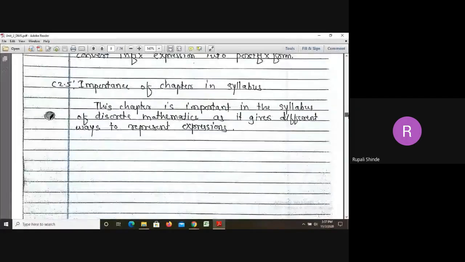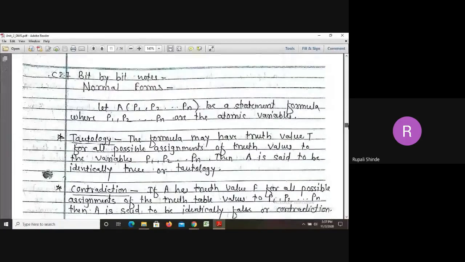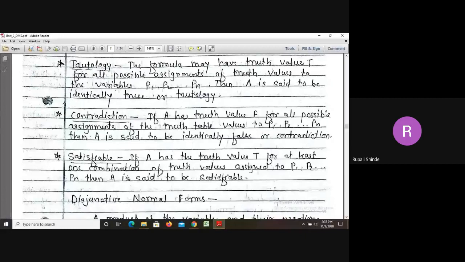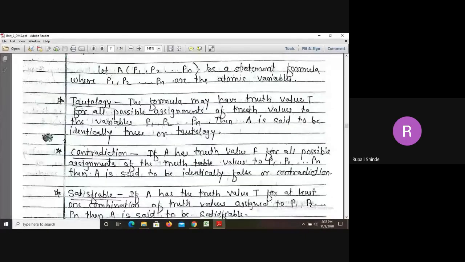So here at the beginning of the chapter, they have given some definitions like tautology, contradiction, satisfiable, and all these definitions we have seen in unit number 1. So do you remember what the meaning of tautology is? When we say that an expression gives us a tautology, all its possible outputs are true.